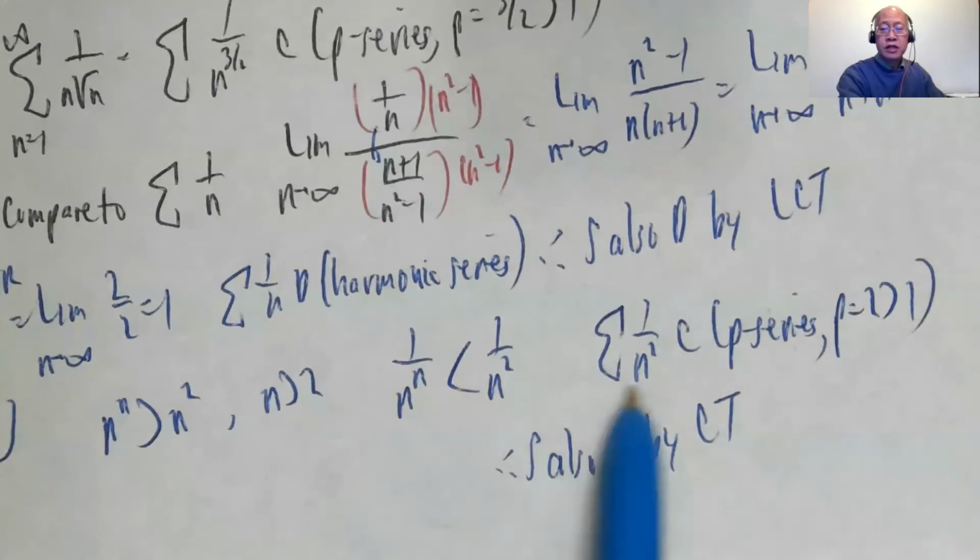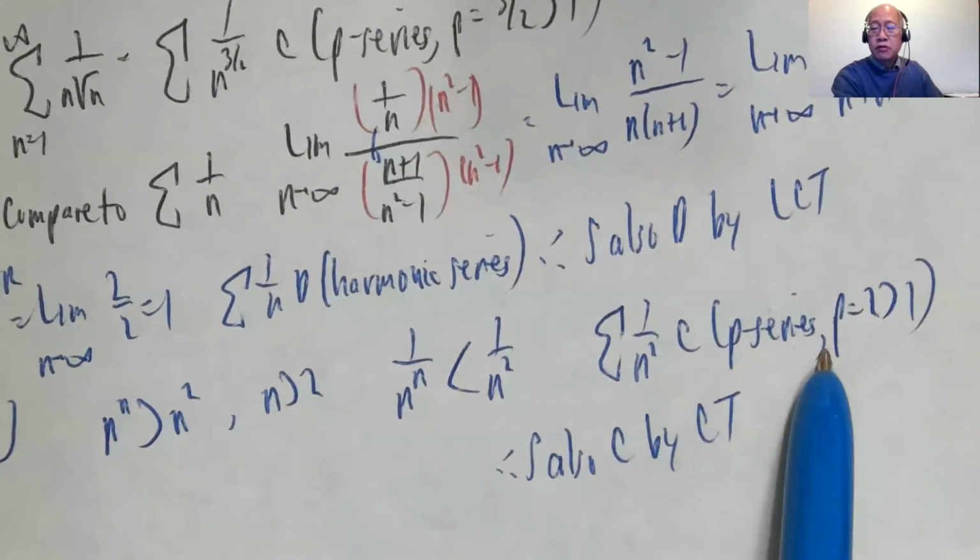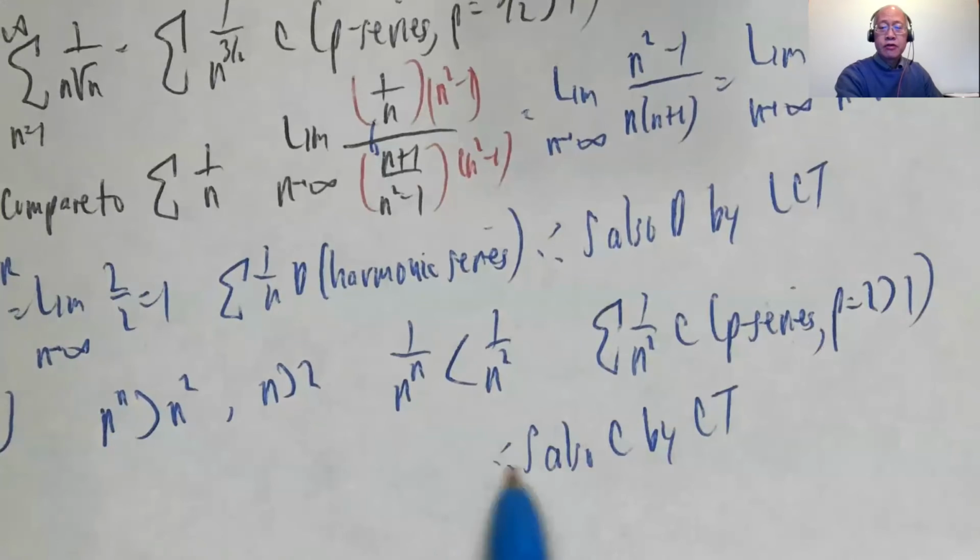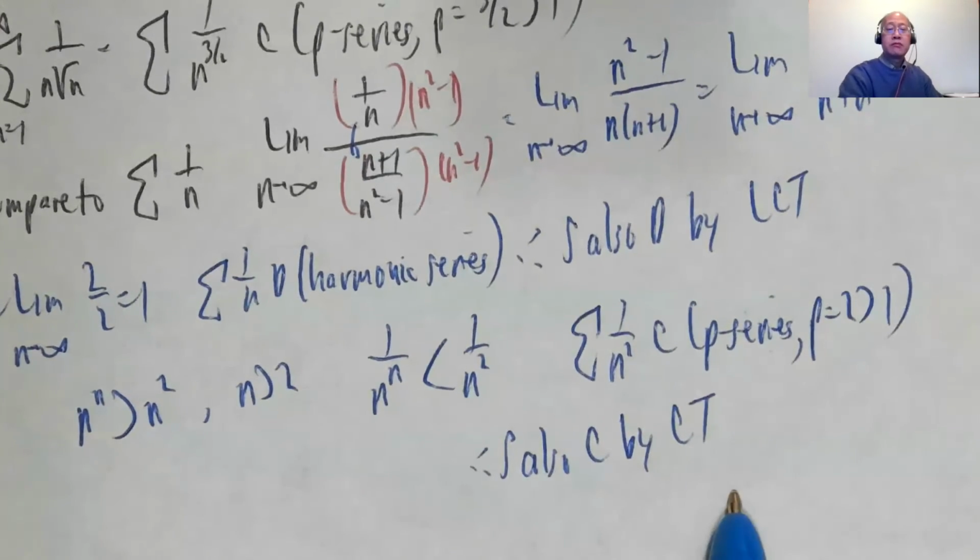And the summation of 1 over n squared converges because it's a p series where p is 2, which is greater than 1. Therefore, the original series also converges by the comparison test. All right, so that was Math 252, quiz number 9.